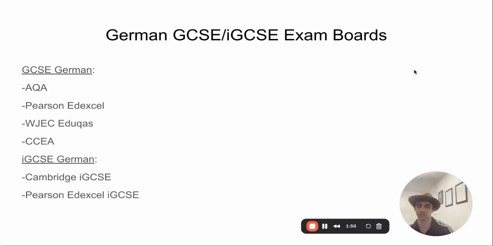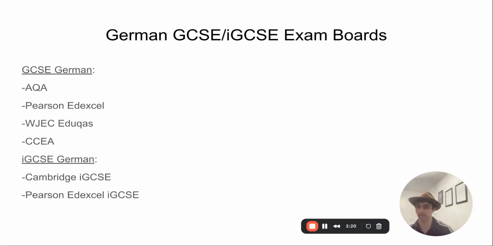Okay, now these are the German GCSE and iGCSE exam boards. So 4 of them for GCSE German and 2 for iGCSE German. At least as of December 2025. You should note down your own exam board as early as possible. Ideally, make sure that you're aware of that all the time, because there are some differences from exam board to exam board. And that's what we're going to touch on a bit in this video too.